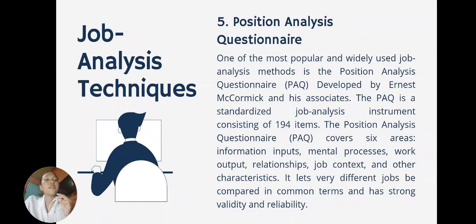Next is the position analysis questionnaire. So, this technique contains 194 items. It covers 6 areas that include information inputs, mental processes, work output, relationships, job context, and other characteristics. So this technique helps people to compare very different jobs in the same way, no matter how different they are.